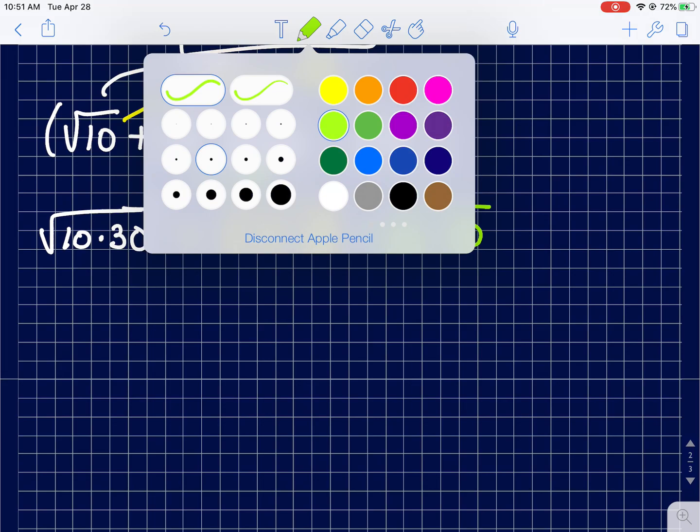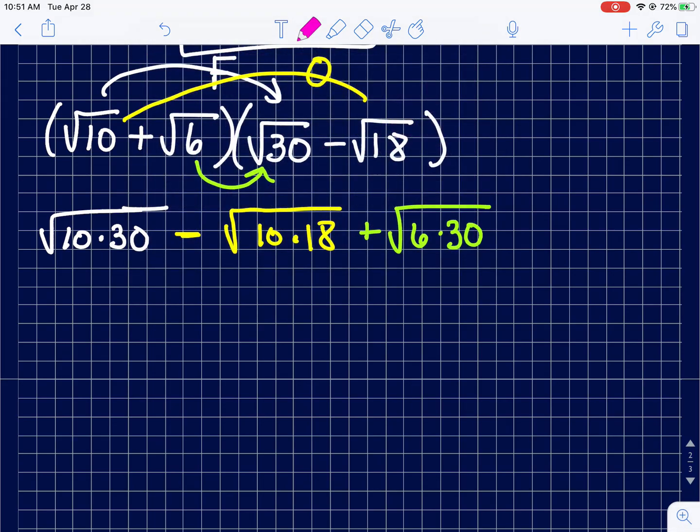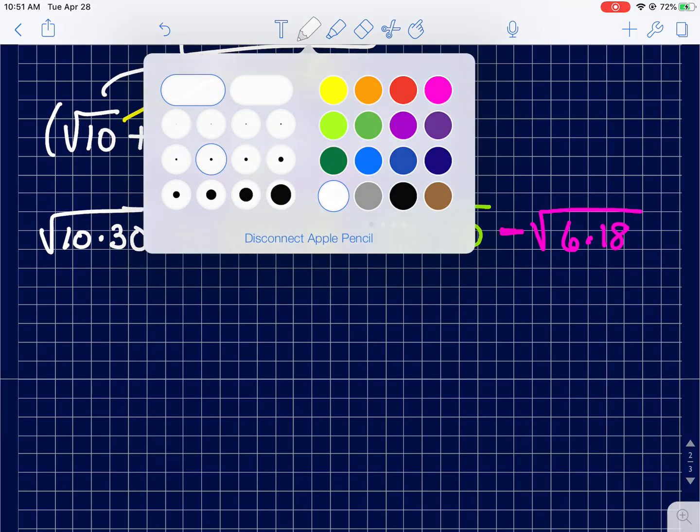And then I'm going to do last times last. Oh, what color have I used? Oh, okay, here we go. And again, that's a negative times a positive, so that's going to end up negative root 6 times 18. Okay, let's go to our first term.